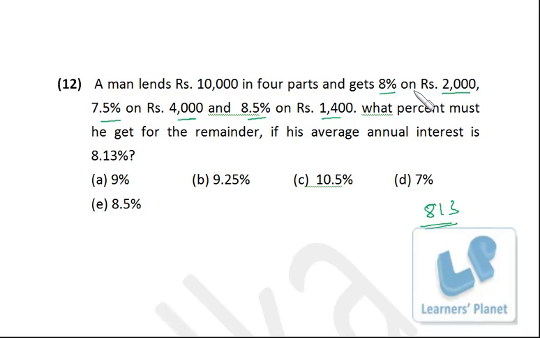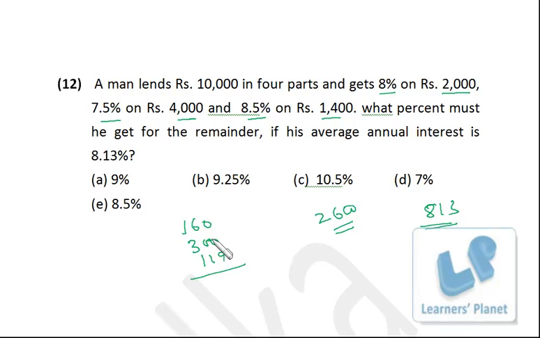813. Okay, 2,000 rupees at 8% per annum interest is 160 rupees. 7.5% on 4,000 rupees must be 300 rupees. Then 8.5% on rupees 1,400, that means 14 into 8.5, so 112 plus 7, it's 119. Right, and the total amount is 2,000 plus 4,000 plus 1,400, that is 7,400. So he is left with 2,600.